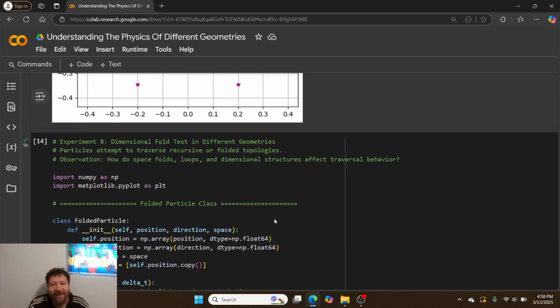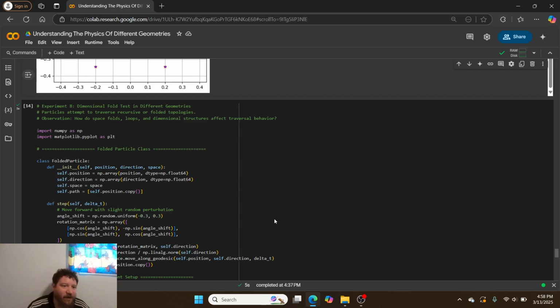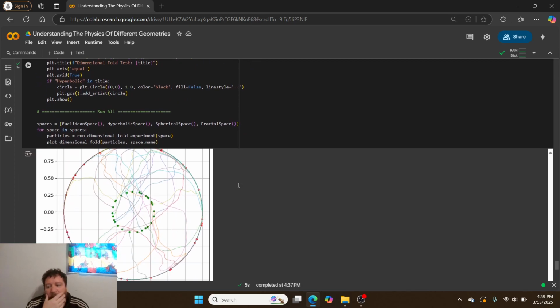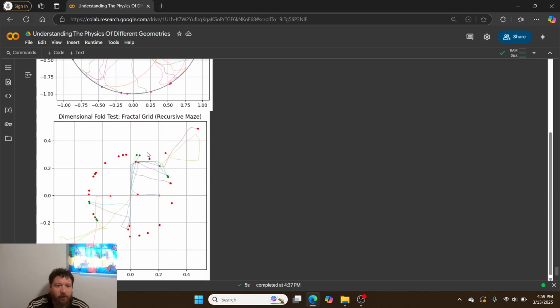And then we go to the last experiment here, which is the dimensional fold test in different geometries. The observation here is how do space folds, loops, and dimensional structures affect traversal behavior. In this instance, particles attempt to traverse recursive or folded topologies. So they're existing within a manifold itself. A lot of architectures are manifold architectures, right? Like neural networks, brains, things like that.